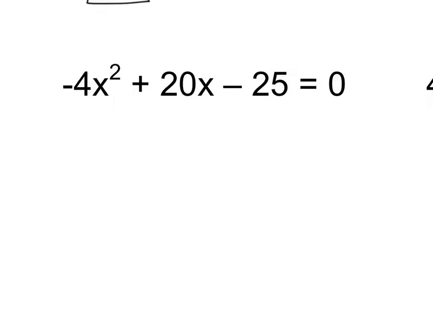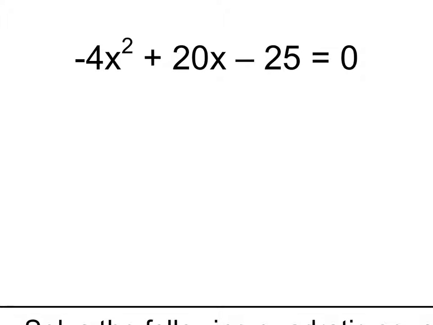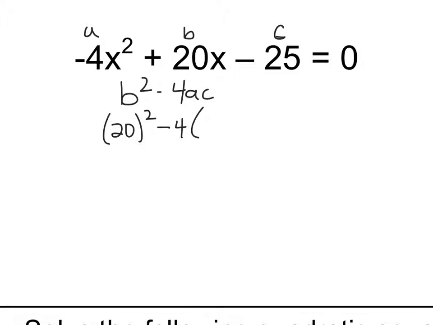Another example here. All right, third example. Again, is it equal to 0? It sure is. So I'm going to go a here, this is b, and that's c. So b squared, that's 20 squared, minus 4 times a is negative 4.